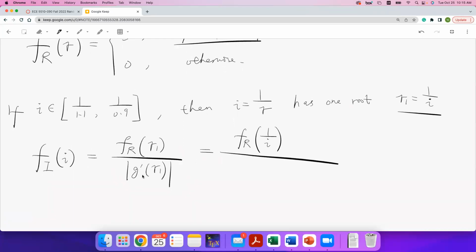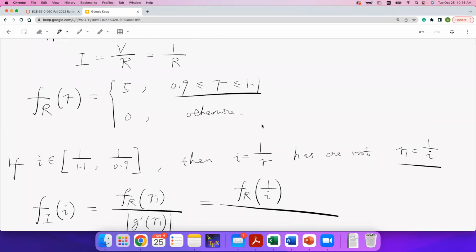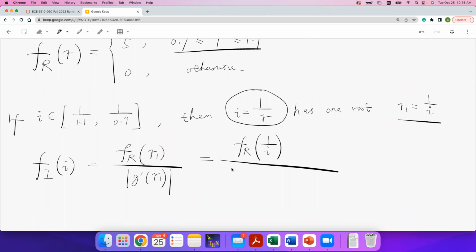Now for the denominator, we need to calculate the derivative at r1. Well, this is a derivative of g, right? Taking the derivative of this function, we have -1 over r squared evaluated at r1, right? And take absolute values. So this is going to be, okay, negative i squared. Right, r1 equals 1 over i. So you plug it into this formula. You have 1 over (1 over i) squared. So you have negative i squared in the end.